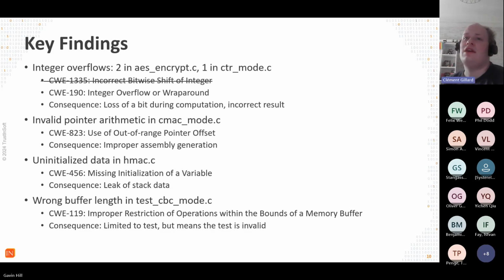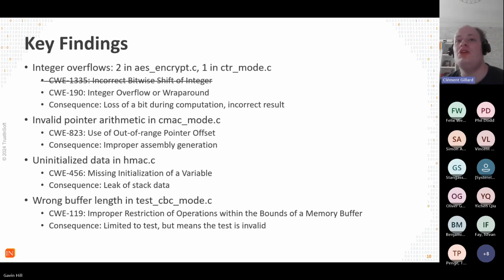Then we found an invalid pointer arithmetic in CMAC mode. Remember the pointer that went before the start during a loop. So this is an instance of CWE-823, use of out-of-range pointer offset. We got a pointer that was out of the range of the allowed values. Here the consequence would be, again, that the compiler would assume that the computation cannot go before the start of the buffer, and so issue the wrong assembly or do a wrong optimization or an unexpected optimization around the computation.